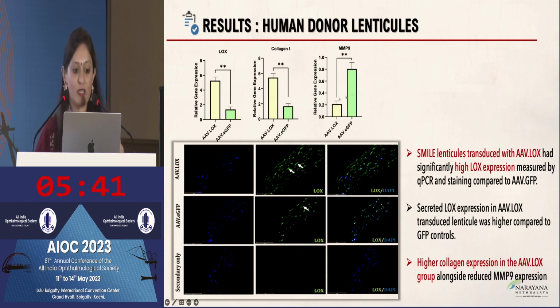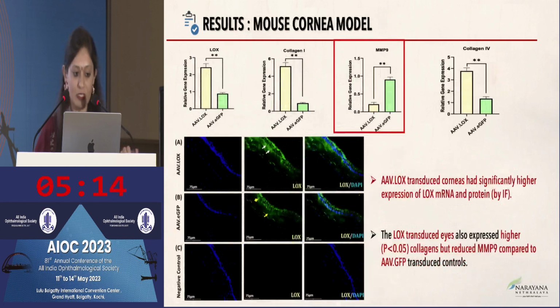But more interestingly, what happens is the inflammation. Inflammation is always higher, and it is responsible for keratoconus and the progression of the disease, and it is also involved in ectatic conditions. So if you can control the inflammation, you are halfway through. Lysyl oxidase therapy not only increases the lysyl oxidase and collagen levels, but it also reduces the inflammation. And we found these results consistently in human donor corneal lenticules and the mouse model.